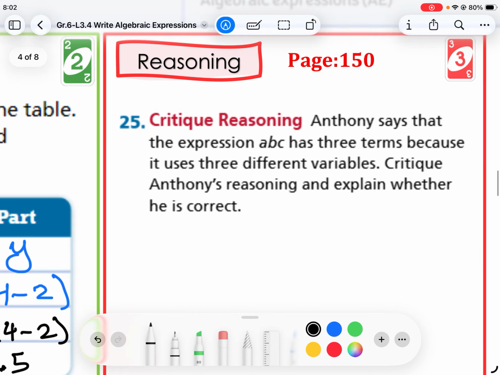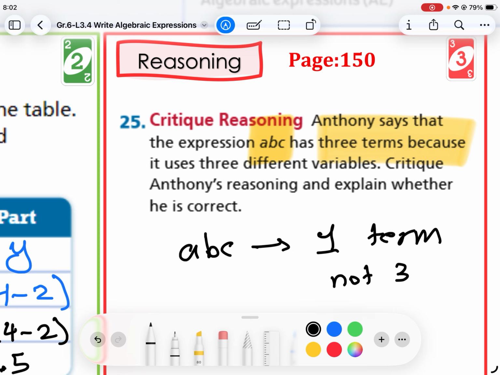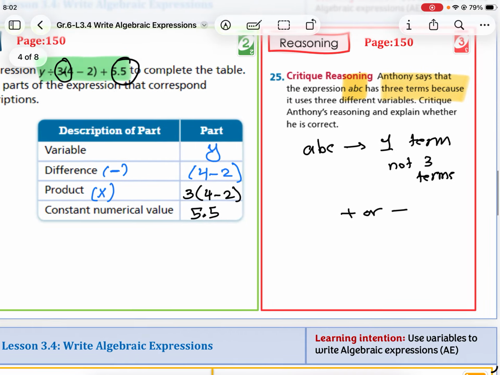Now, let's move on to this question, which is really important. They're telling you that Anthony says ABC has 3 terms because it uses 3 different variables. He said A is a term, B is a term, C is a term. But we're going to tell him: you are 100% wrong, because ABC is actually 1 term, not 3 terms. Why? Because we said something important: terms are separated by addition or subtraction. That's why ABC is just 1 term, not 3 terms.